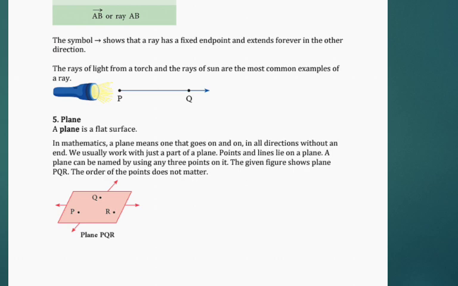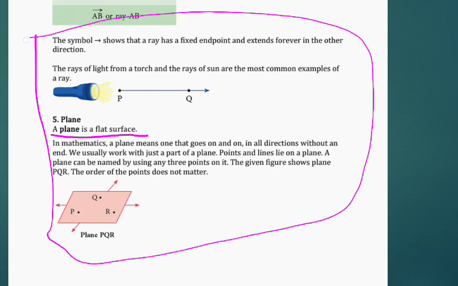Right. Next, a plane. A plane is a flat surface. You see this board? This board is a plane. Whatever you are viewing is a plane. A plane means one that goes on and on in all directions without an end. Usually the points and lines lie on the plane.